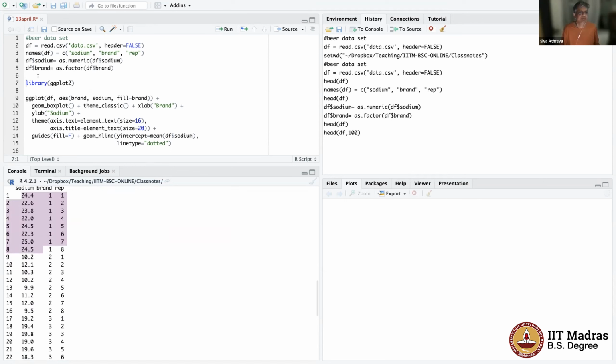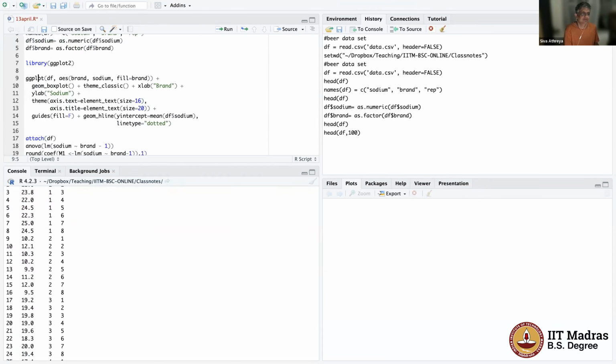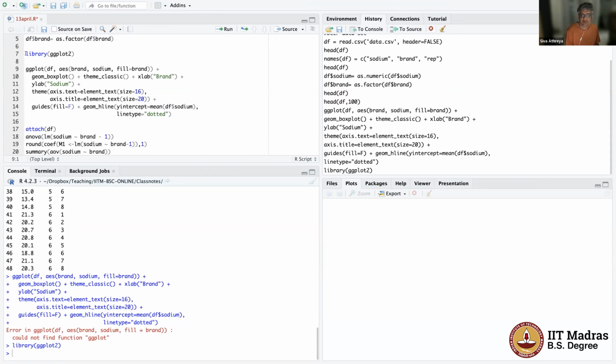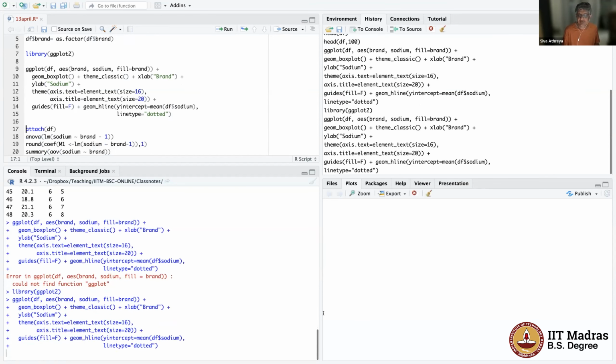So I just did a box plot. I did not use weird colors, but you can fill in brands. So maybe you can just do this. Then I introduce the ggplot. We do that, and then we do this. So this gives you a plot on the side of the various brands and how the sodium means vary.